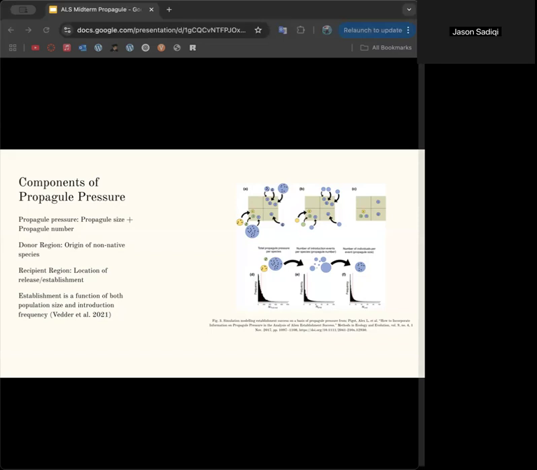It shows how these differing components of propagule pressure impact establishment frequency, where both the propagule number and propagule size have an impact on establishment frequency. As you can see on the left, you have a large propagule size and propagule number. In the middle, you have a large propagule number but low propagule size, and on the right, you have a low number but large size. You can see that these work in conjunction together to create a large establishment frequency.